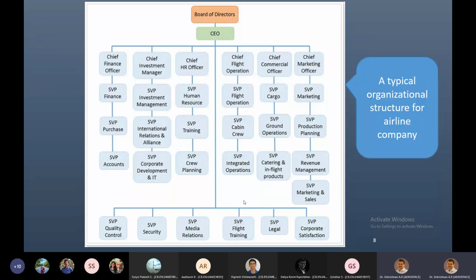This all comes under the HR activity, and there's nothing unique about airline companies. For any company, the HR functions are similar. Then chief flight operations. The flight operational teams will uniquely have a focus on the punctuality, the adequacy, and the efficient functioning of the operations of the flights.